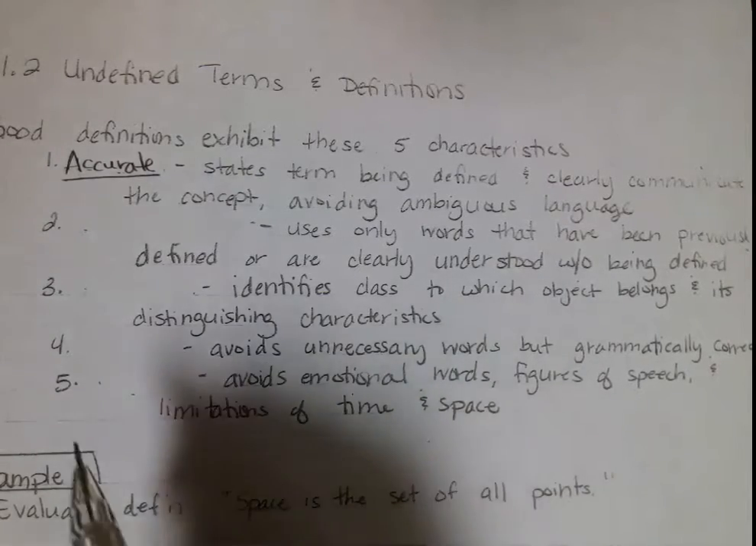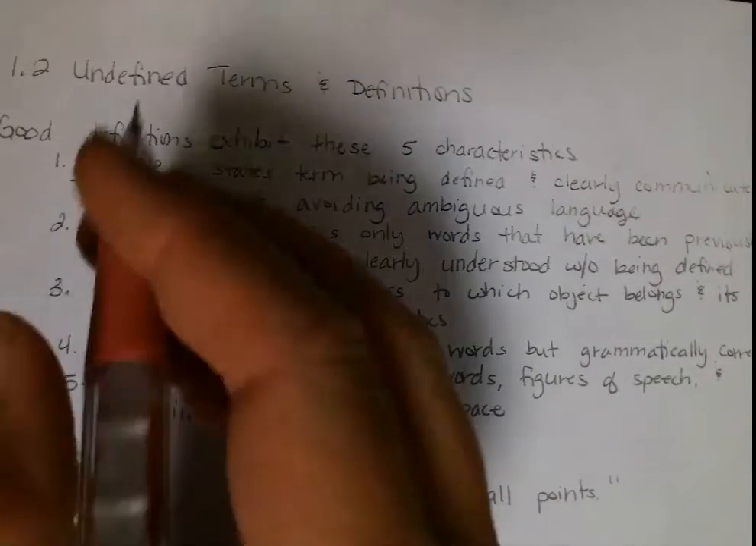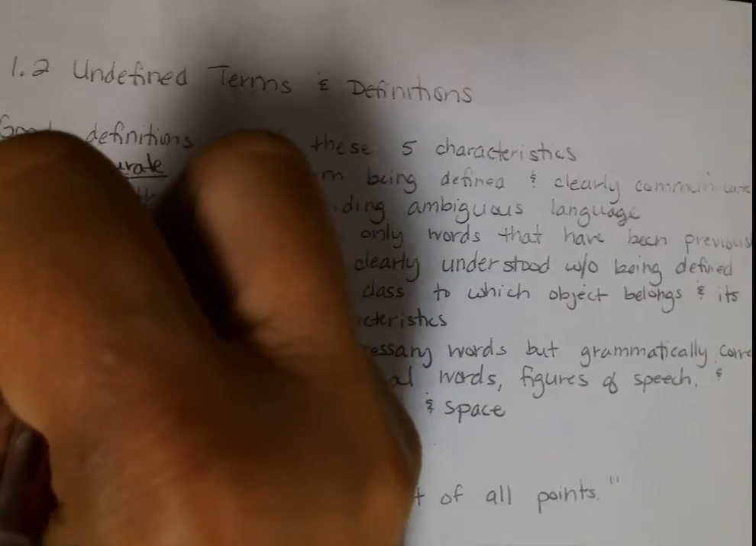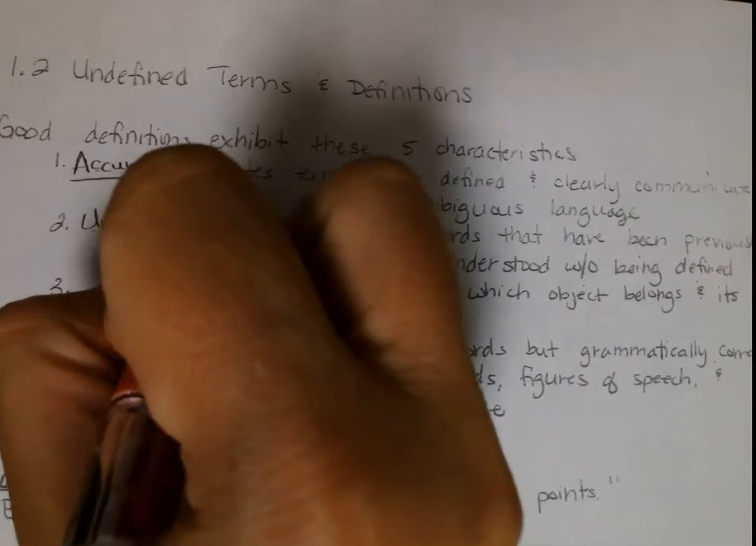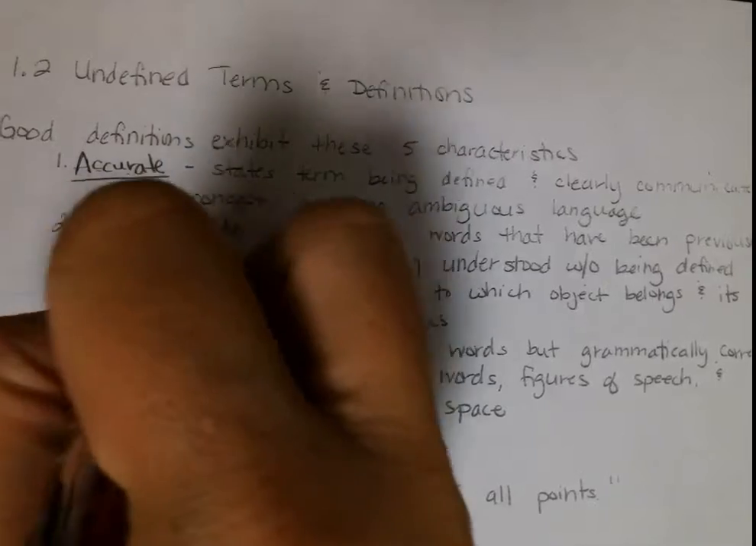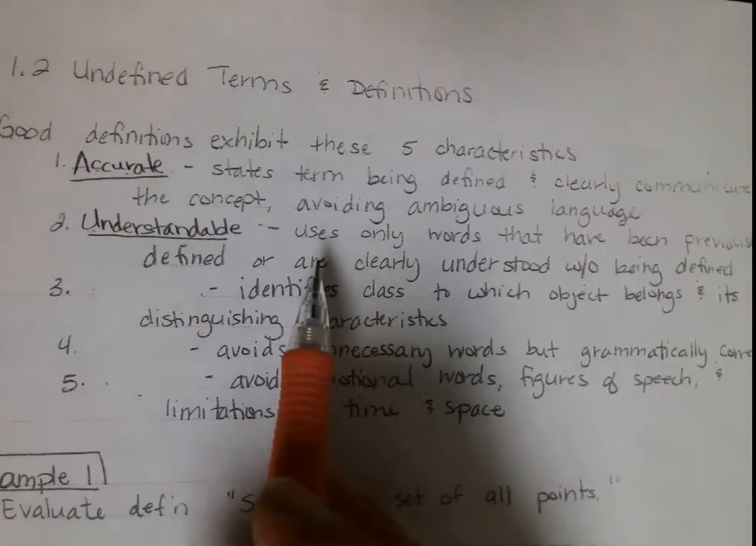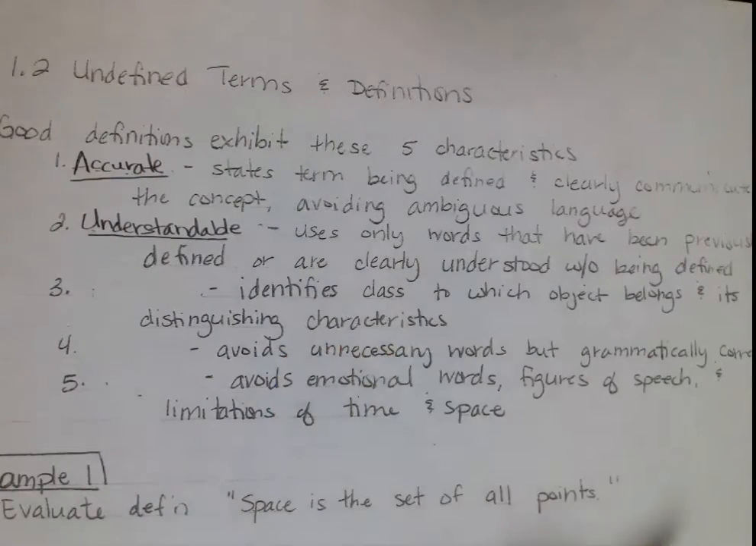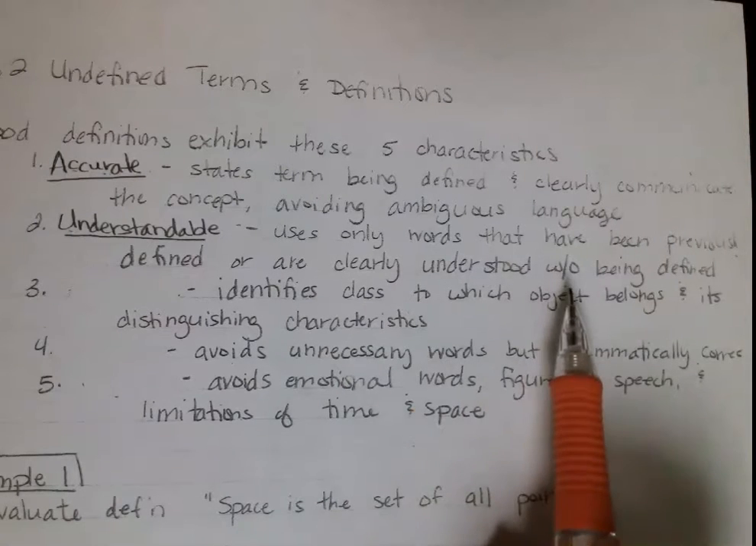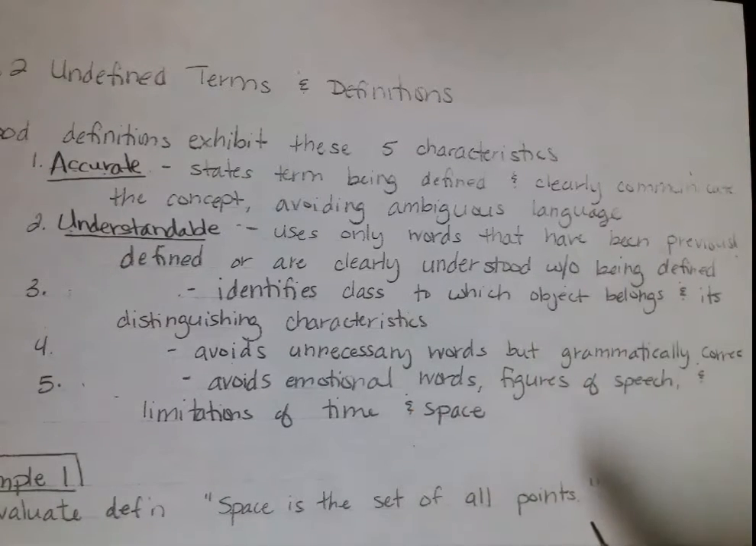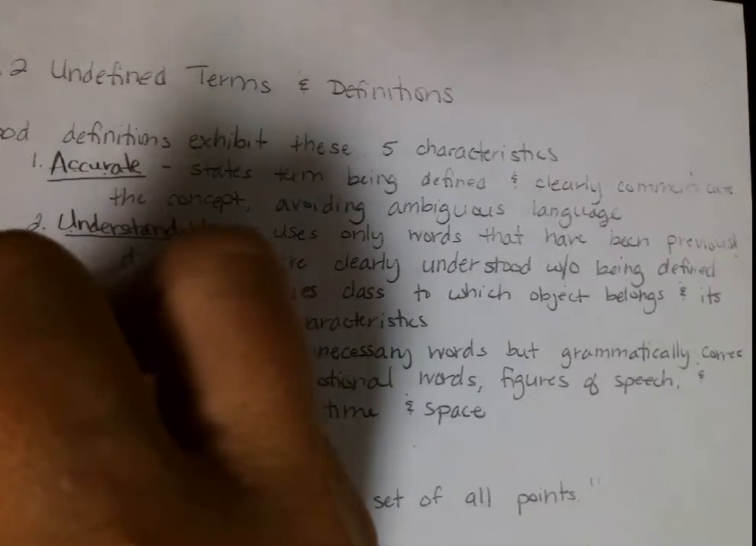Number 2, the second characteristic is that it's understandable. Understandable. Okay. So understandable means it uses only words that have been previously defined or are clearly understood without, W/O is without being defined. All right, characteristic number 3 is it's reversible.